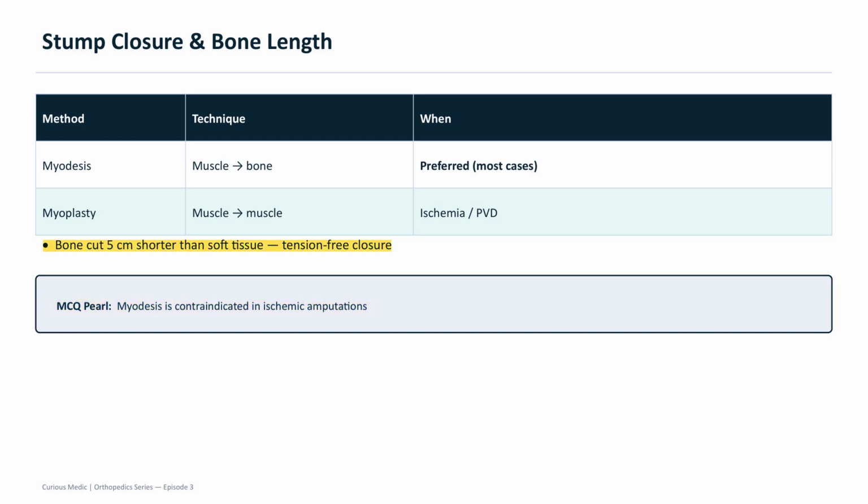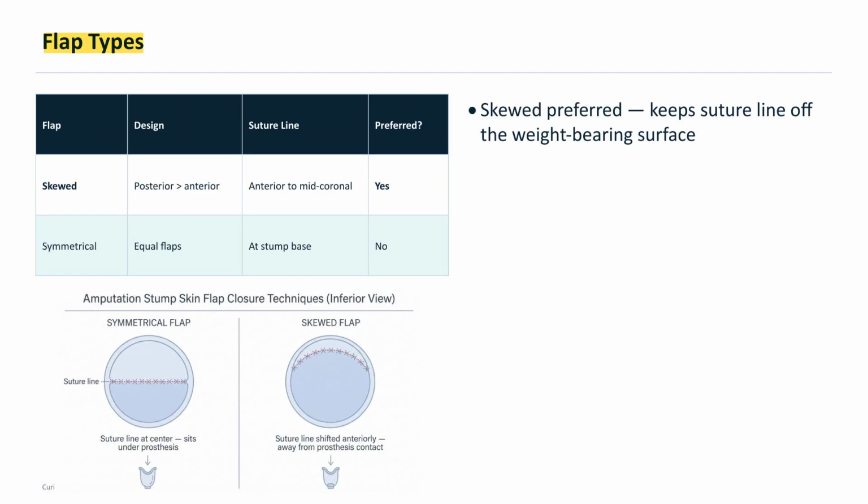The bone must always be cut 5 centimeters shorter than the surrounding soft tissue. This ensures there is enough soft tissue to cover and close over the stump without any tension on the wound. The fifth principle is skin flap design, skewed versus symmetrical.